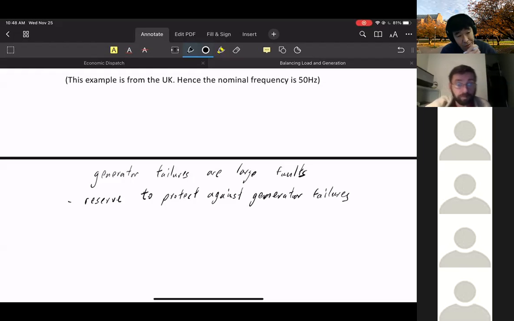So the question is, how much reserve should we have? If you're planning, let's say, the next day in the system, you have to protect against generator failures. But what kind of failures do we want to protect against? How much reserve should we have? Should we assume one generator can fail, two generators can fail? How much reserve do we put into the system? So if you're designing the system, how much reserve will you put in? Let's say you get to run the BPA system for the Pacific Northwest, and you need to put in some reserve. How much reserve do you think you will put in?